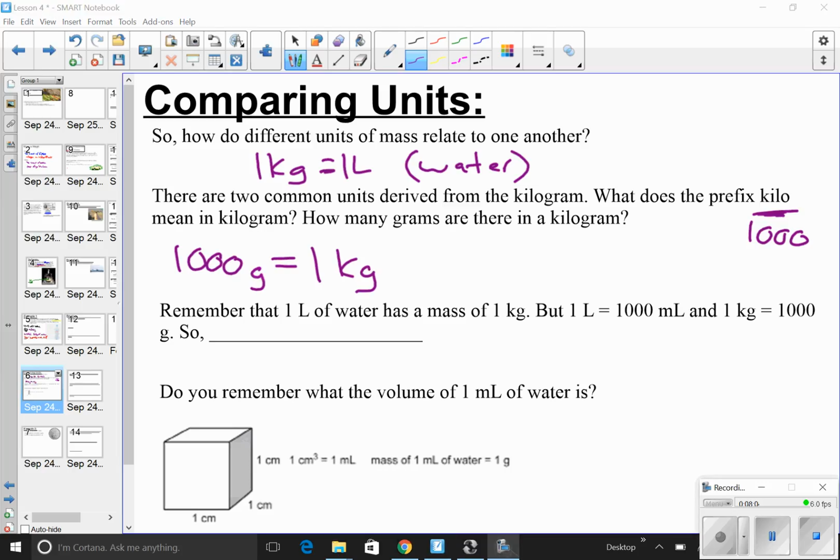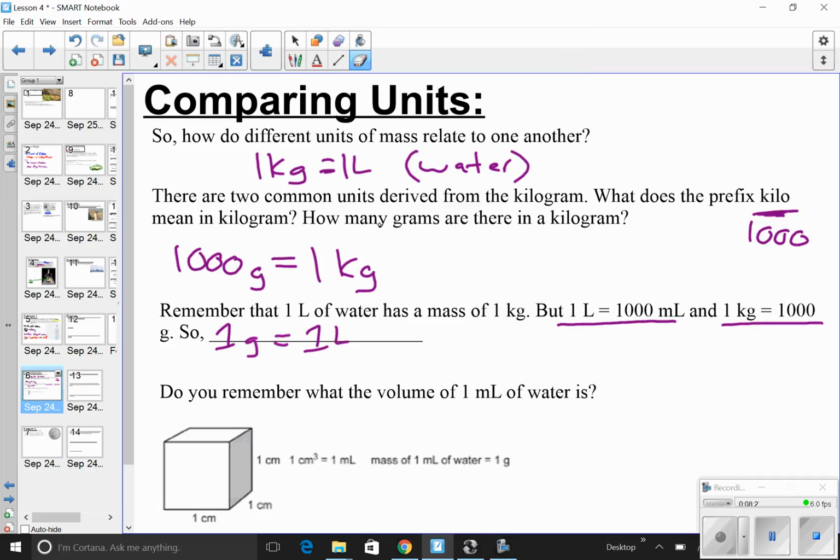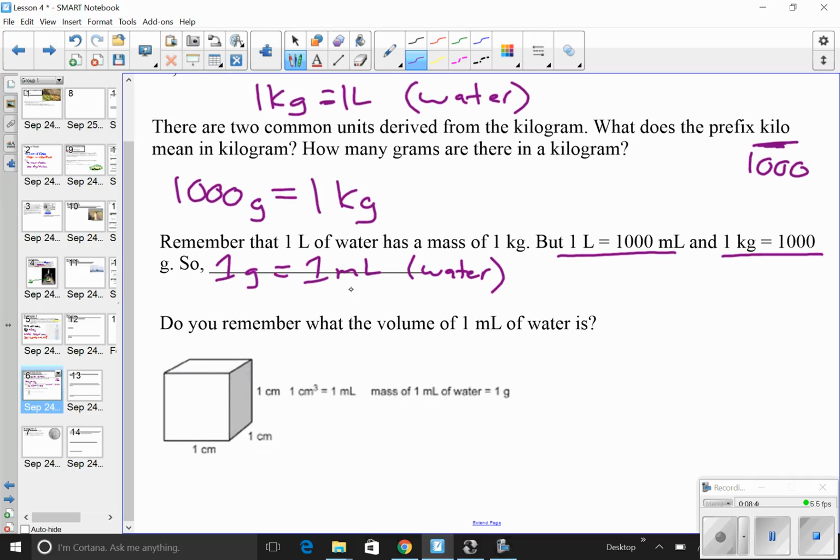Now remember, 1 liter of water has a mass of 1 kilogram. But 1 liter is the same as 1,000 milliliters, and 1 kilogram is the same as 1,000 grams. So, based off that, we can say that 1 gram is the same thing as 1 milliliter of water. Now, that's comparing capacity and mass.